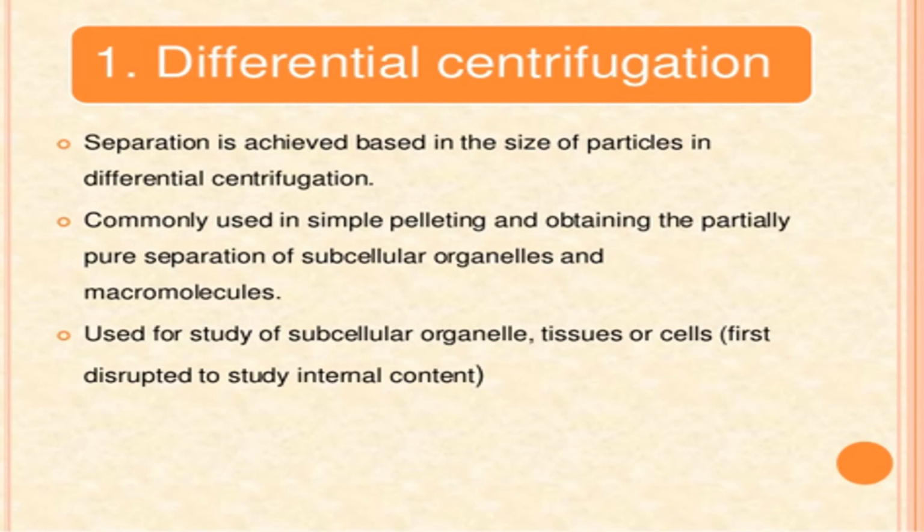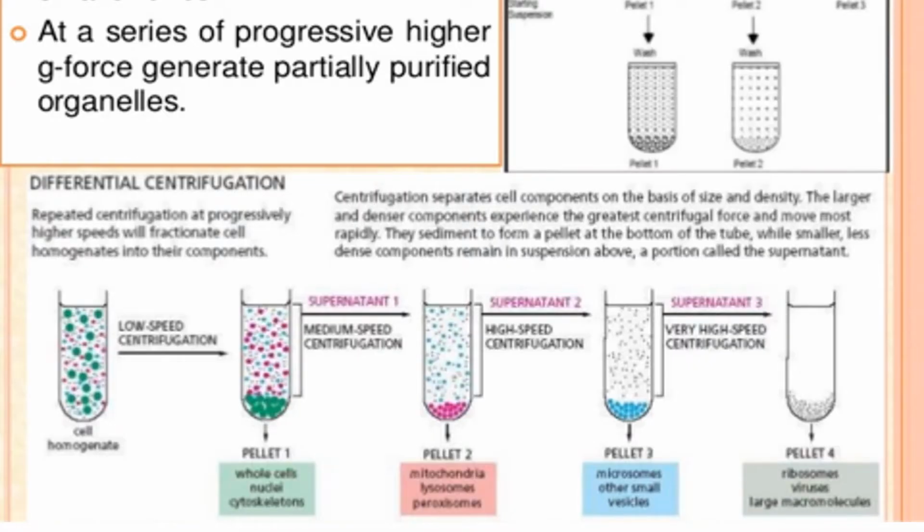It is used for the study of subcellular organelles, with tissue cells disrupted to study the internal structure. We take the cells, grind them, and put the cell homogenate in our separating medium, which is sucrose. First we spin this material at 20,000 rounds per minute for 10 minutes, and the whole cells, nuclei, and cytoskeleton are separated in the pellet.